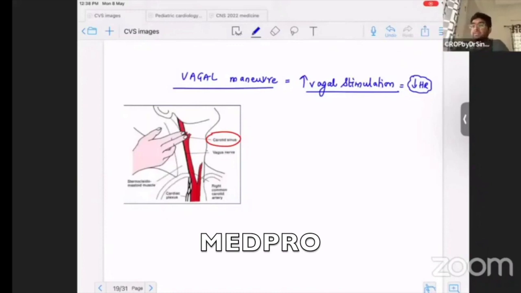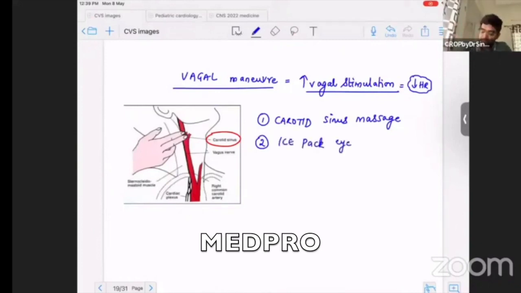One of the important examples of vagal maneuver is carotid sinus massage, as I have put up in this picture. Carotid sinus massage, that is number one. Any other vagal stimulant maneuvers you know of? You can keep an ice pack over the eye area, and that also will cause stimulation of the vagus nerve. So the ice pack maneuver can be done, kept over the eye.